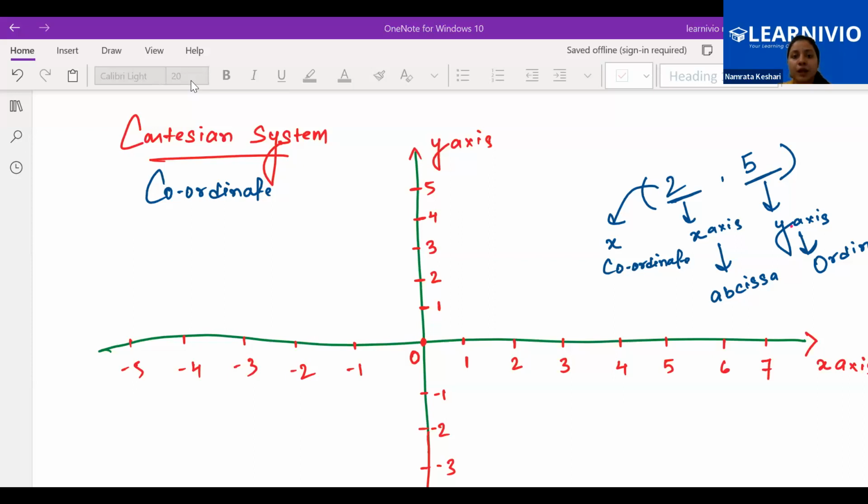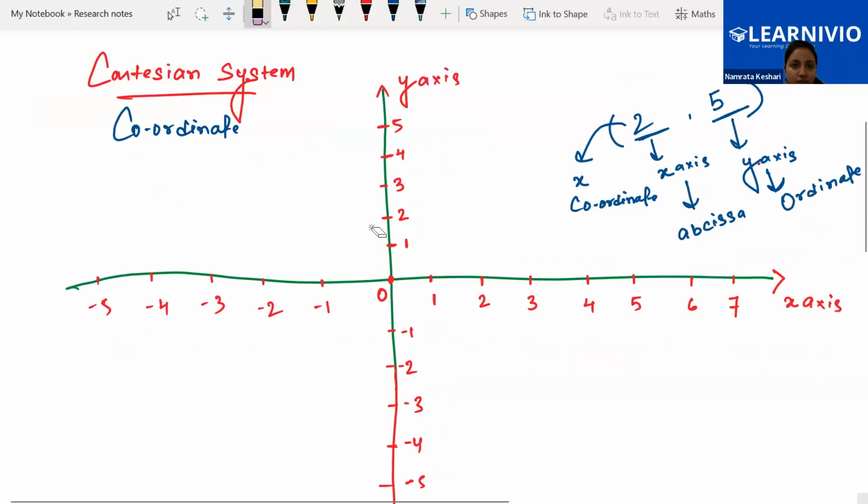Okay. Now let's see how we are going to locate this point.